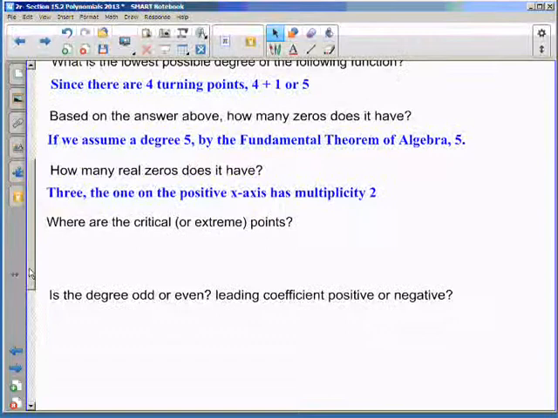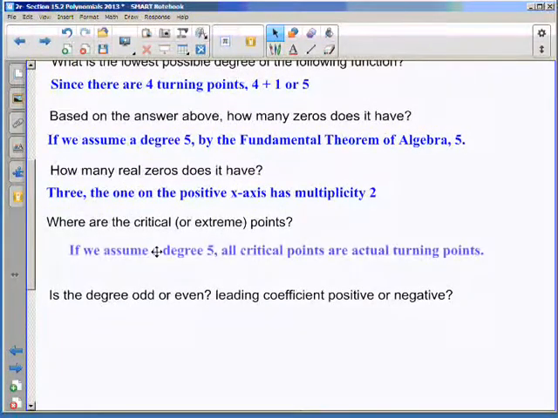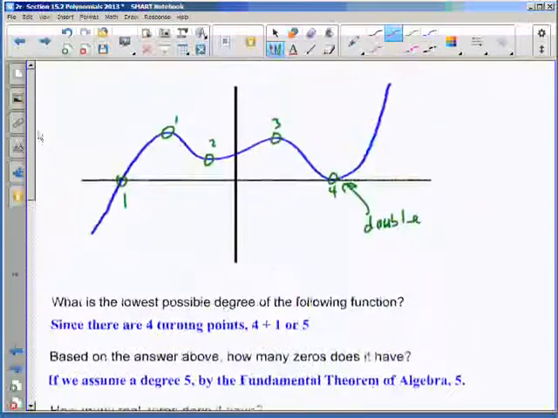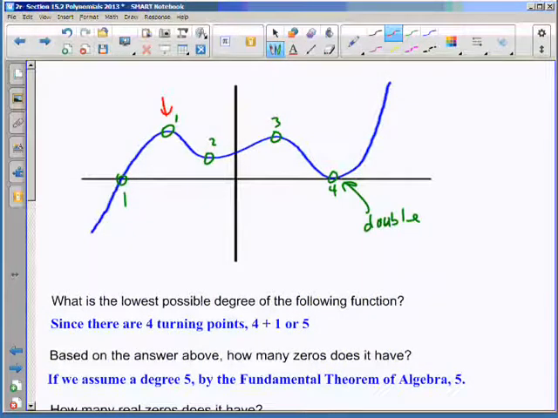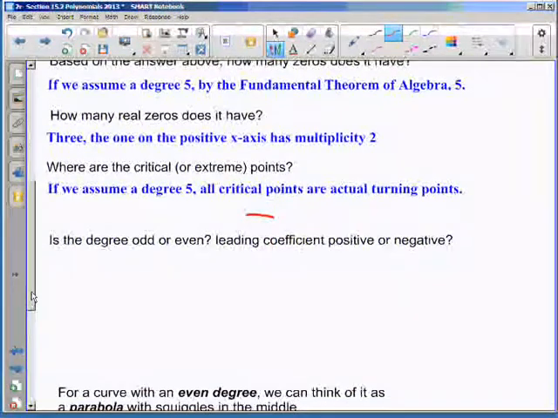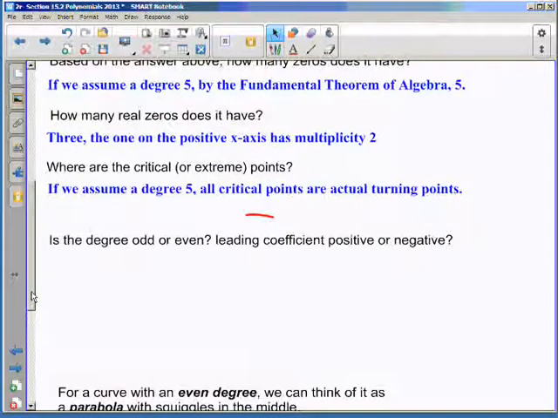And where are the critical or extreme points? Well, if we assume a degree 5, then all the critical points are the turning points. They're actually turning points, not inflection. So they would be, if I use this red marker here, labeled the 1, the 2, the 3, and the 4. Those are our critical points. They're turning points. Is the degree odd or even? Leading coefficient positive or negative?